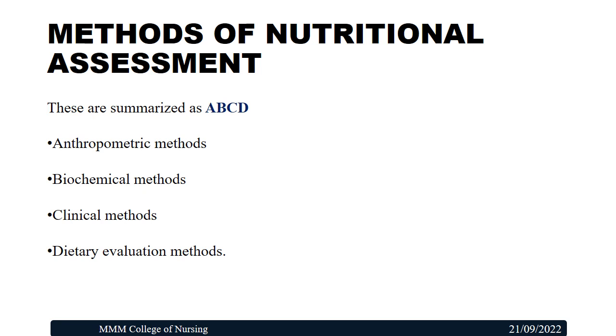Methods of nutritional assessment. These are summarized as the ABCD method. A stands for anthropometric method, B stands for biochemical method, C stands for clinical methods, D stands for dietary evaluation methods.